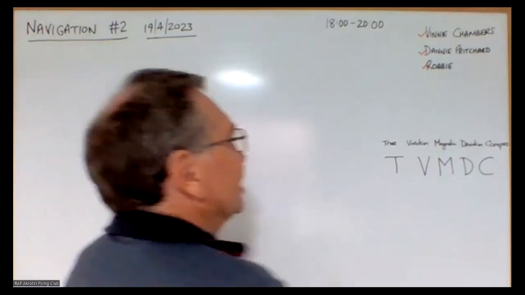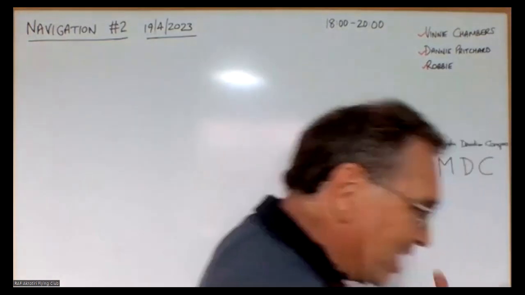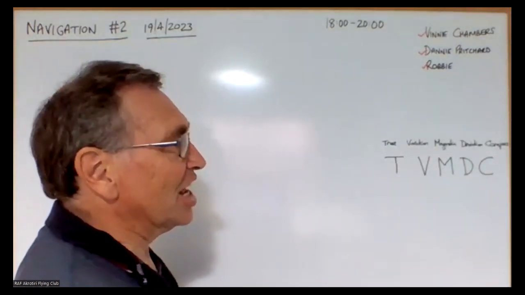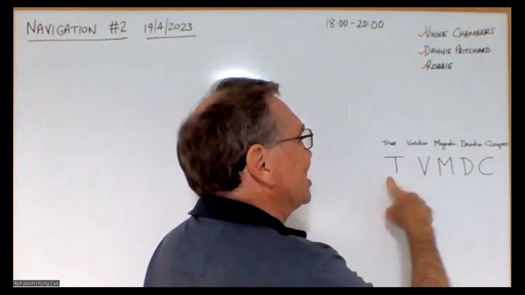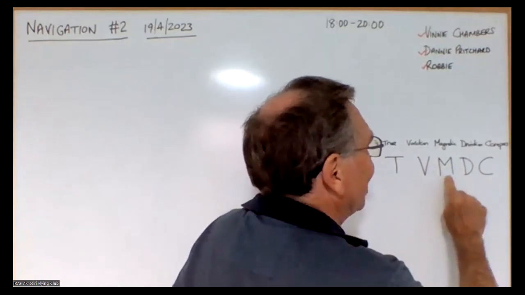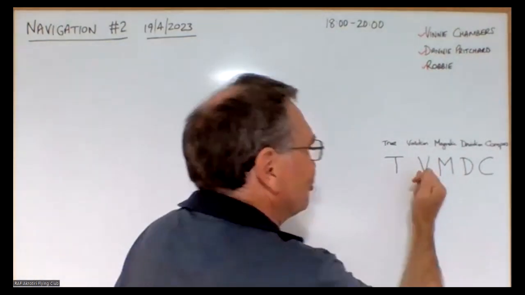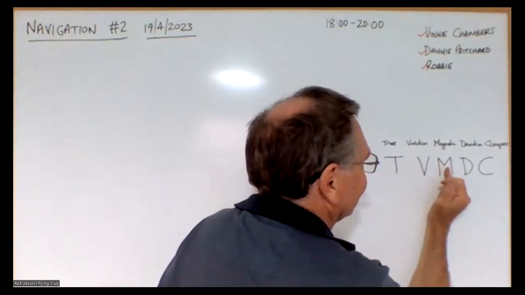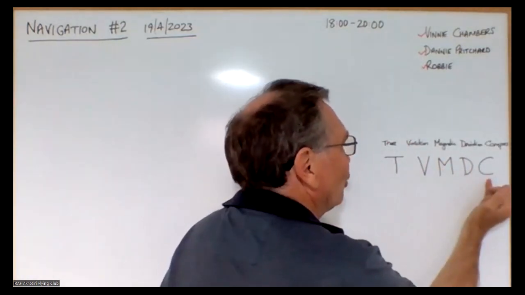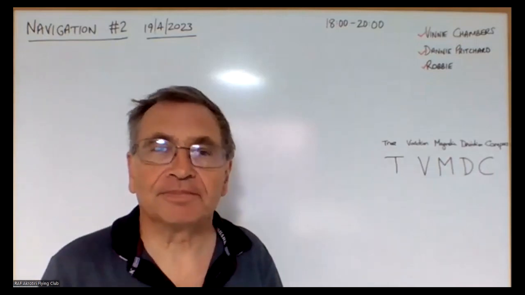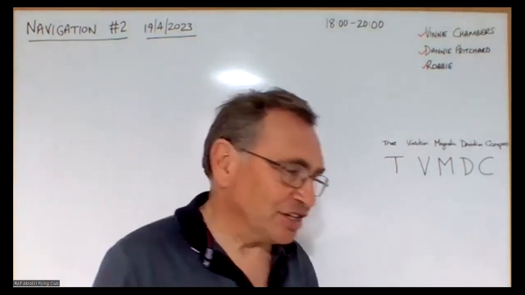So this TVMDC is showing you the meaning of the difference of the word variation and deviation. You'll notice that variation sits between T and M, and deviation sits between M and C. So that means that variation is the difference between true and magnetic. Deviation is the difference between magnetic and what the compass is reading. So that's how you tell the difference between variation and deviation.